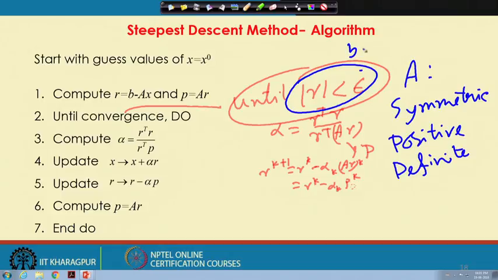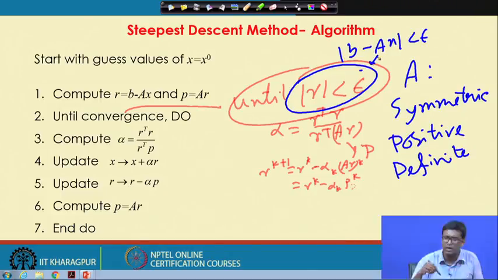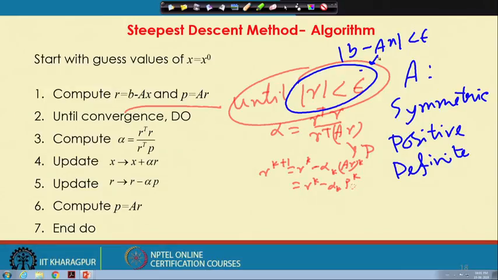Only if the matrix is symmetric positive definite is application of this method worthwhile. Otherwise, it might give us the right result, because we are looking for the criterion that mod r is less than epsilon, that means b minus Ax is less than epsilon. If it converges, it will take us to the x is equal to b location, but it can take a very high number of iterations if the matrix is not symmetric positive definite.